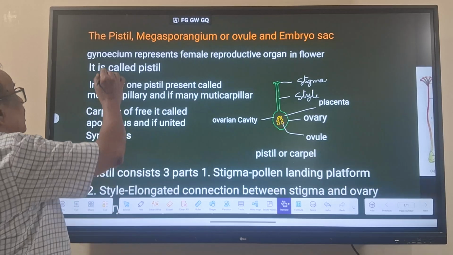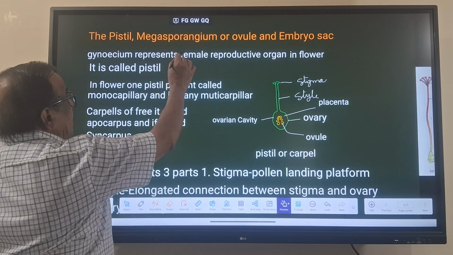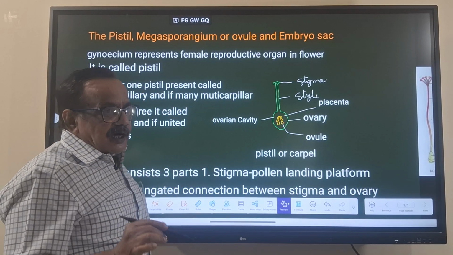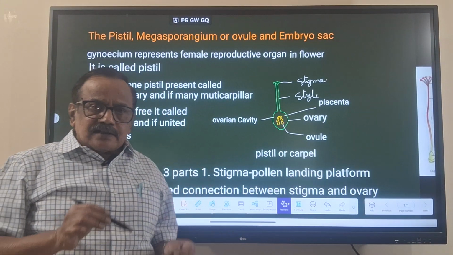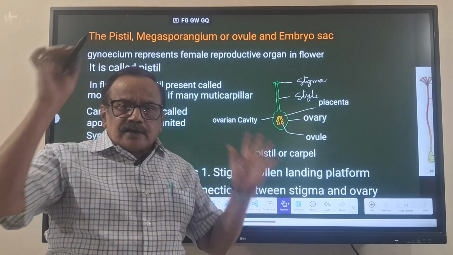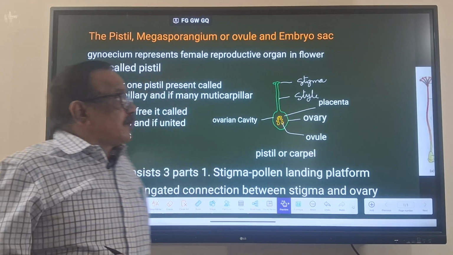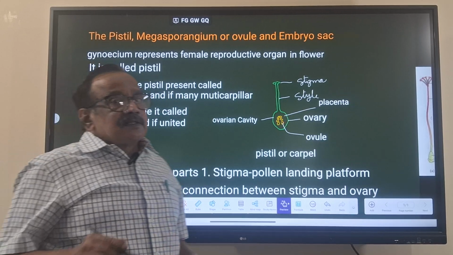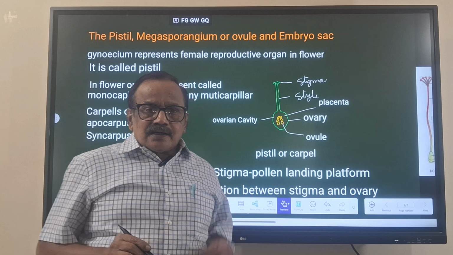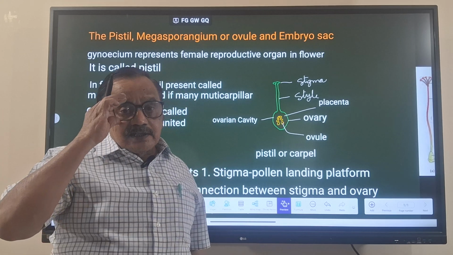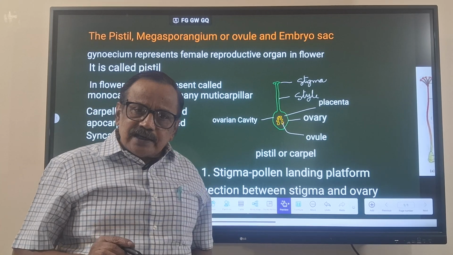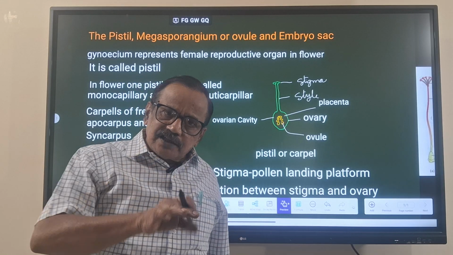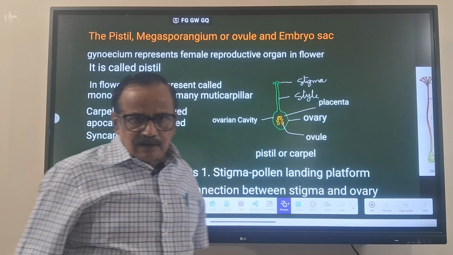The pistil, megasporogenesis or ovule, and embryo sac all come under the female sex part of the flower. The female sex part is called the pistil. This is the new word; last year in morphology he called it carpel. Both are the same. Is there any difference? Finally, I will tell. Until then, think over it.